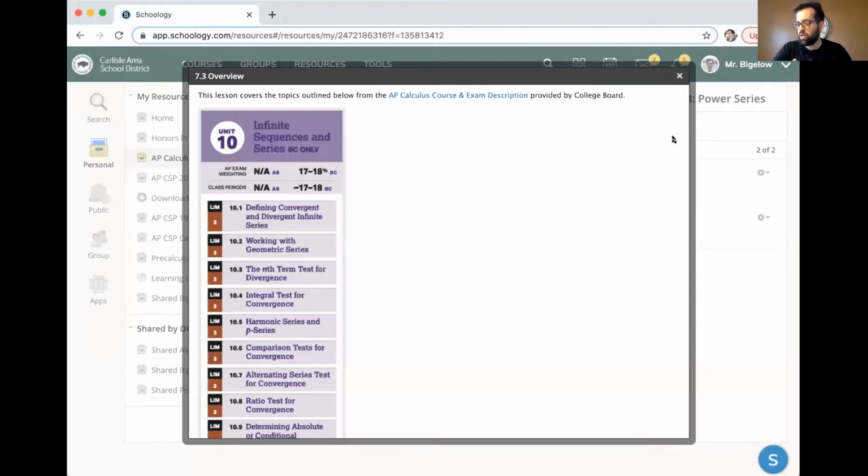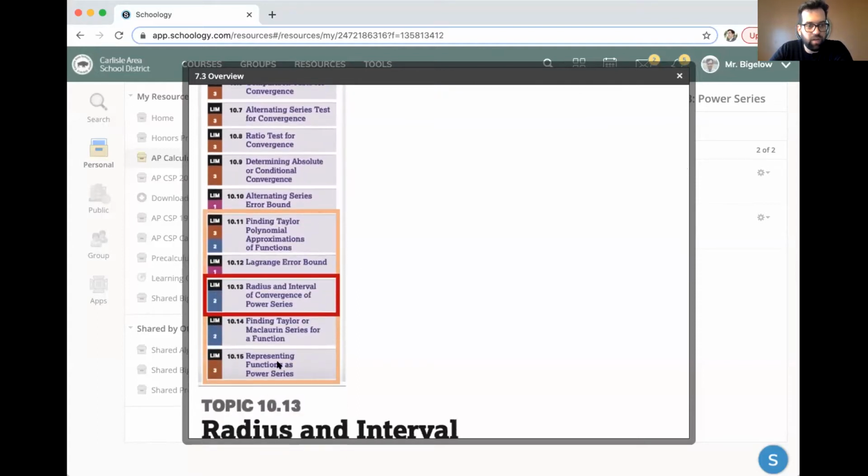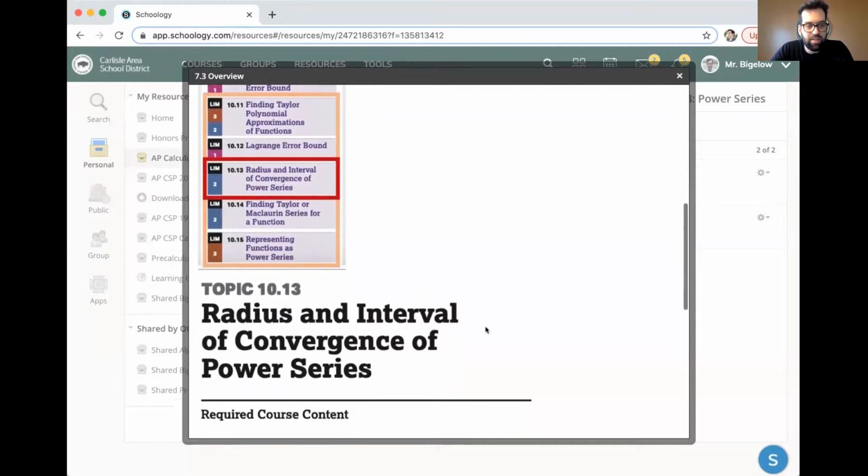Hey Calc BC, today we're going to be talking about lesson 7.3, Power Series. This is our third lesson in our seventh unit. And in College Board, we are again in the second half of their unit 10 here, specifically the 13th lesson, radius and interval of convergence of a power series. And you will know what both of those terms mean, radius of convergence and interval of convergence, as well as what a power series is by the end of this lesson.